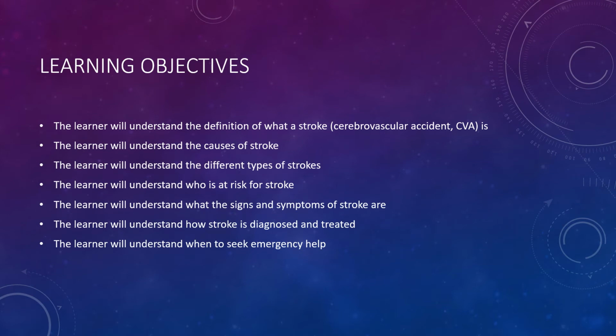Learning objectives that will be covered in this presentation include: the learner will be able to understand the definition of what a stroke is. The learner will be able to understand the causes of a stroke. The learner will be able to understand the different types of stroke. The learner will understand who is at risk for a stroke. The learner will understand what the signs and symptoms of stroke are. The learner will understand how stroke is diagnosed and treated. And the learner will understand when to seek emergency help.